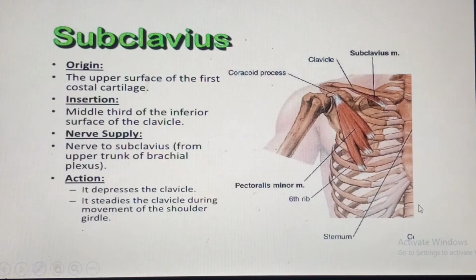Now another muscle which, if I cut and reflect the same pectoralis major muscle, I will see, is a very small muscle under the clavicle, and that's what you call the subclavius muscle. This subclavius muscle will originate from the upper surface of the first costal cartilage. If you want to see it, it will be at where we have the first costochondral joint.